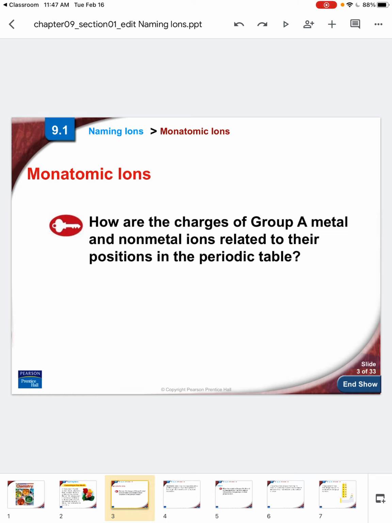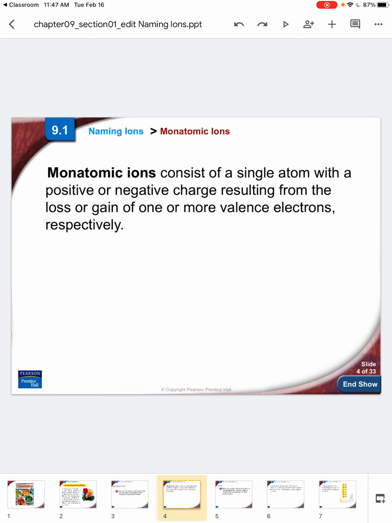The group A's are the simplest. We'll talk about some of the group B's transition elements in a minute. But monatomic ions have a single atom, a sodium atom, a potassium atom, an iron atom, an oxygen atom, a chlorine atom. And they lose or gain electrons to form ions. The number of protons never changes. If the number of protons changes, then we have a different element.